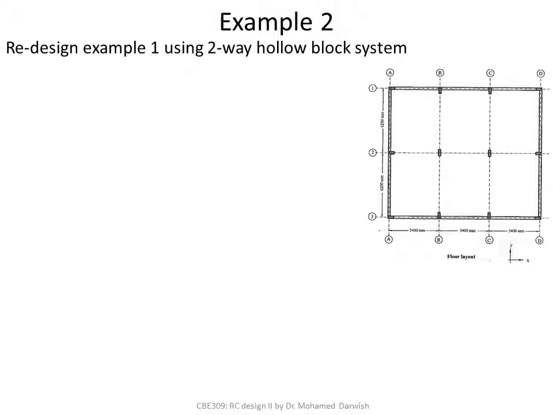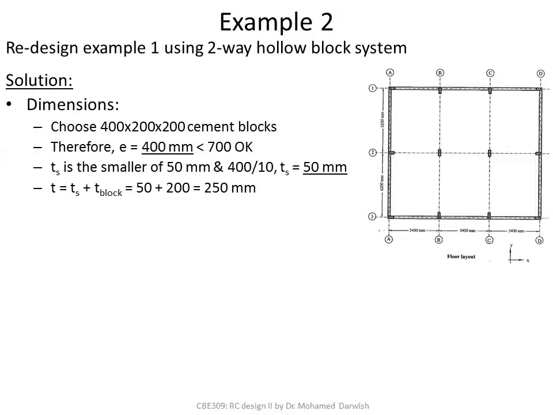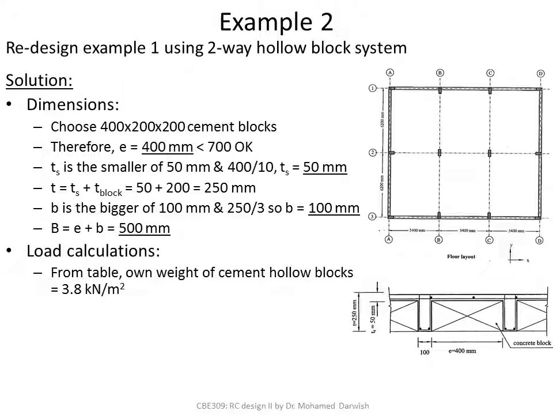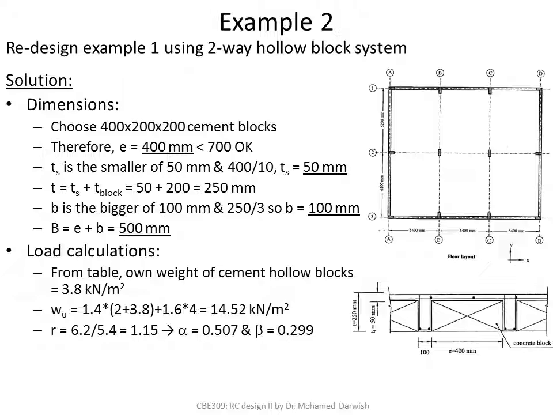So if we redesign example 1 using the two-way hollow block system, the dimensions are the same. The same cross section didn't change, the same B didn't change, but the load will change, because from the table the own weight of the two-way hollow blocks is a little bit different, because it's surrounded by concrete, so it's a little bit heavier. It's 3.8 kN per meter square. W ultimate will be 14.5. So R is 6.2 over 5.4, 1.15. So alpha is 0.507, beta is 0.299.